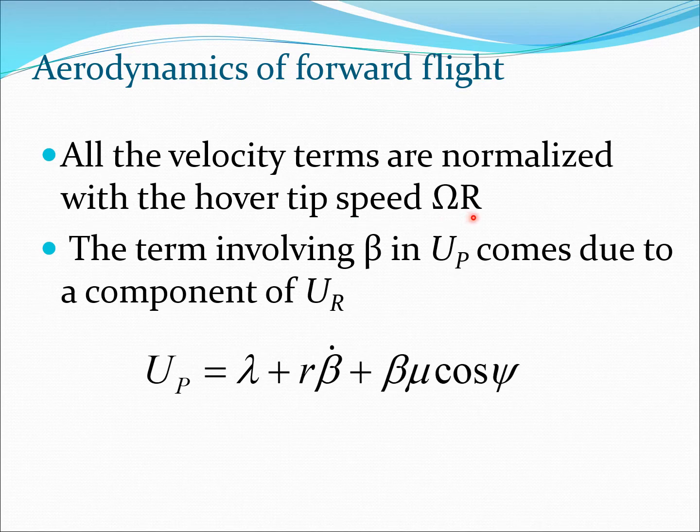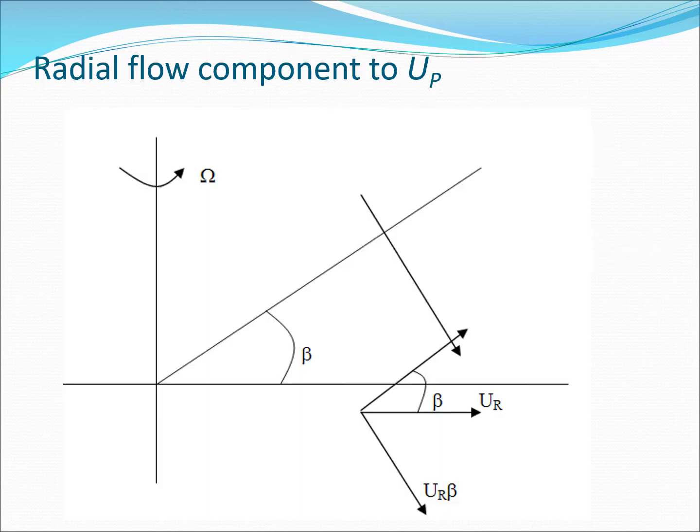rotation speed times radius. Now we see there is a term involving beta in UP, and this is due to a component of UR which we are going to see. For example, we see here that there is a UR term like this, and therefore if we take the component we get UR beta, which is this particular term here. That's in the direction here, so it contributes to UP.